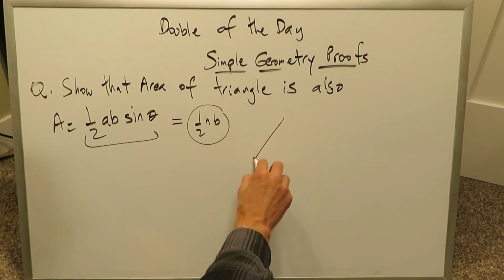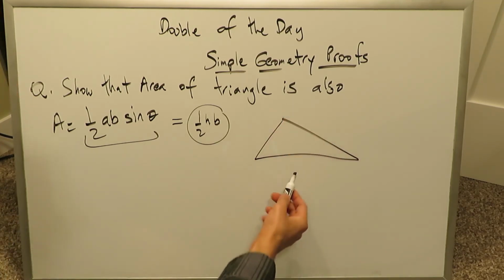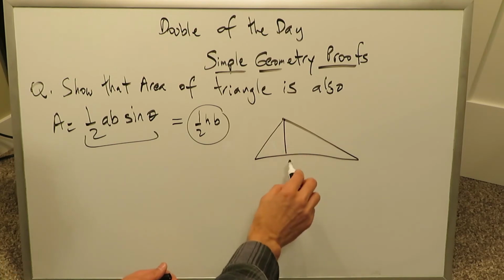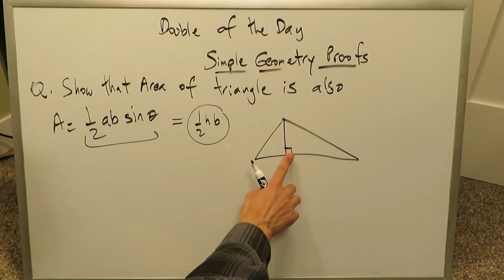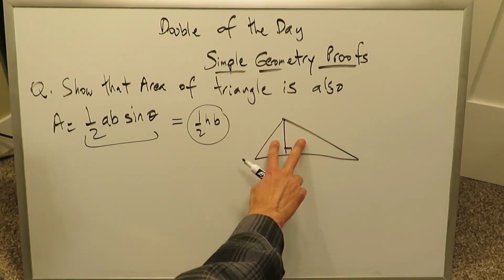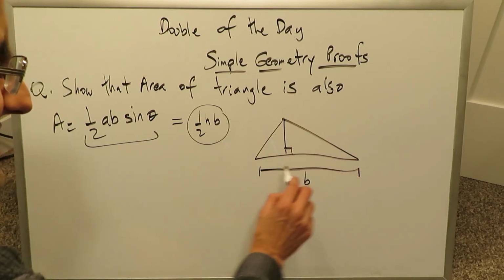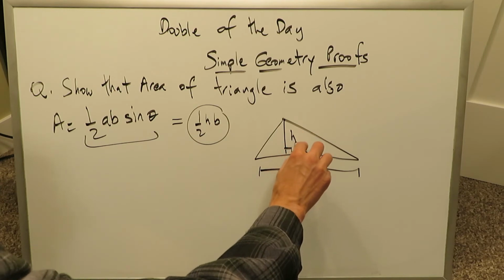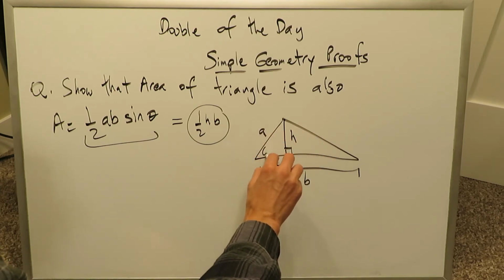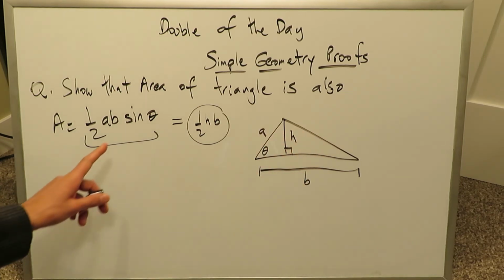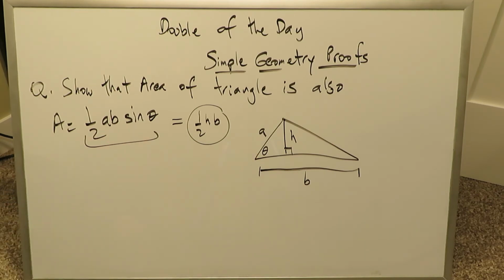If you have a triangle which looks something like this, a representation of a triangle, you draw a line over here and you make a right angle over here. So you've created two separate right triangles within this main triangle. We have something over here which is the entire base of the triangle. We have a certain height. We can call this A, and we can call this angle theta. How can we derive this formula using that representation?